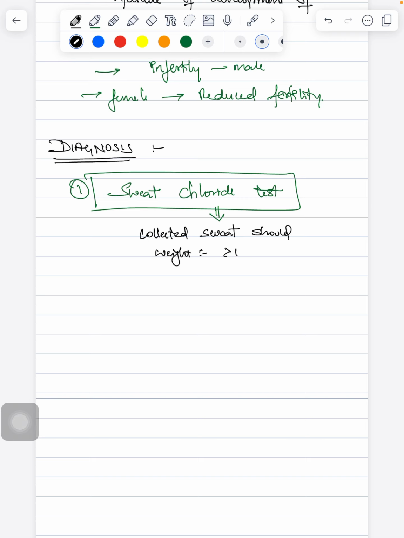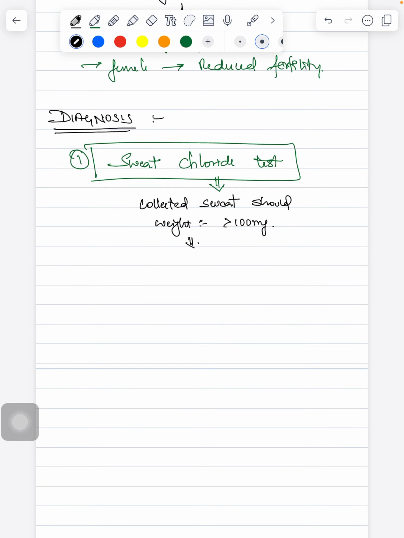Okay, next, when will you consider it as positive? It is considered positive when the child has a sweat chloride of more than 60 milliequivalents per liter on 2 separate occasions or 2 separate days. Then you call this test positive.